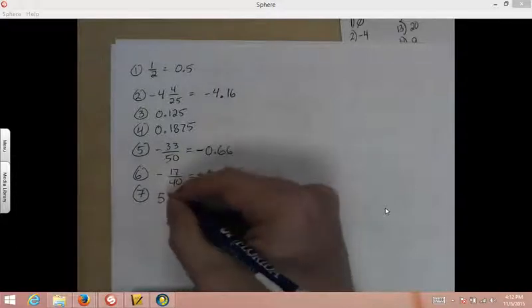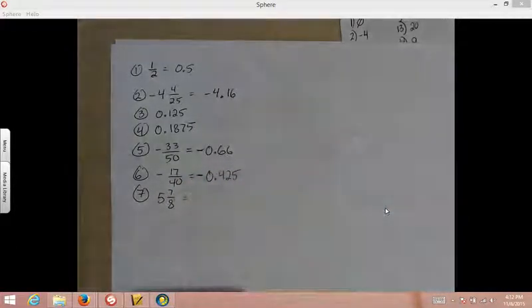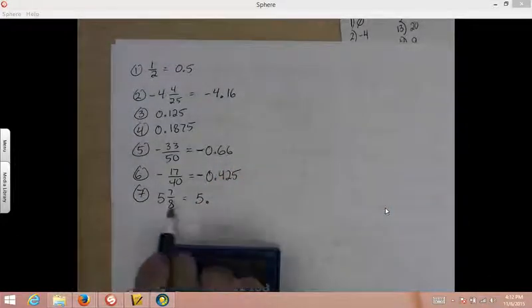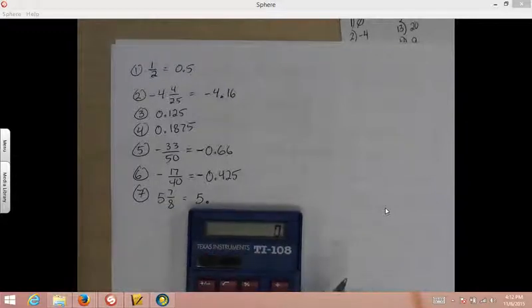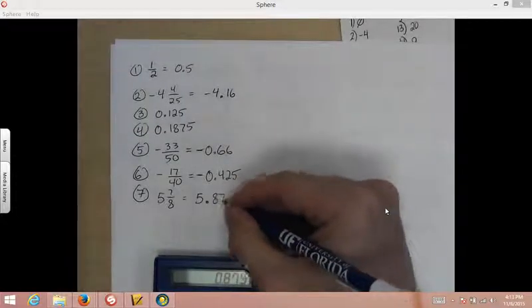Next one, we've got 5 7/8. So we're going to separate this out and just do the fraction. So the whole number we can write right away. I know it's going to be 5 point whatever that is. So we got 7 divided by 8. And that equals 0.875. So when I put that with the 5, I get 5.875.